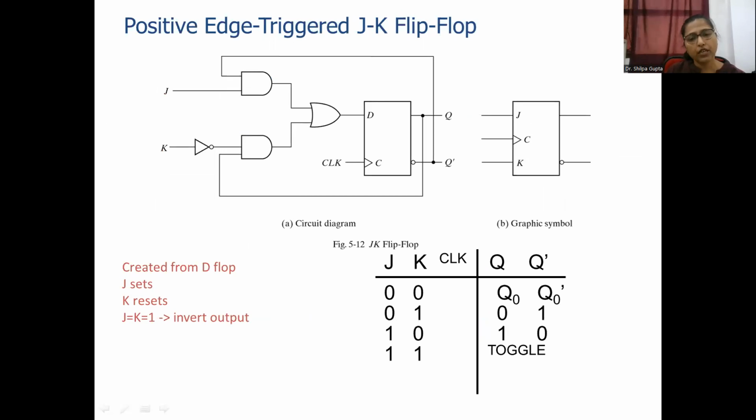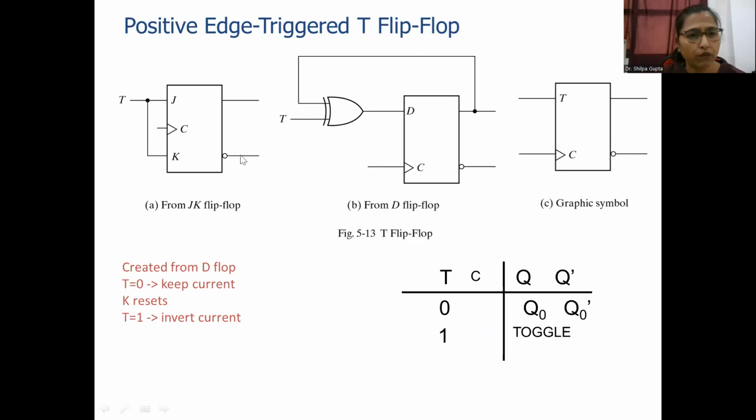This is when J and K both are 1, 1, and when J and K both are 0, 0. When J and K both are 0, 0, that means T is equal to 0. That means no change would be there. And when J and K are 1, 1, that is T is equal to 1, then the toggling case would be there. That is only used in the toggle flip-flop. This is the toggle flip-flop. When it is 0, no change would be there. When it is 1, toggling would be there.